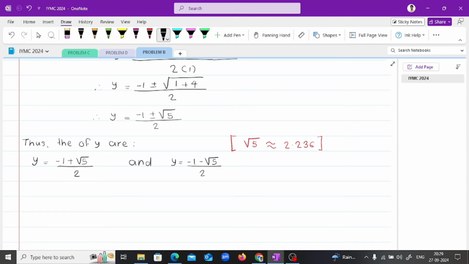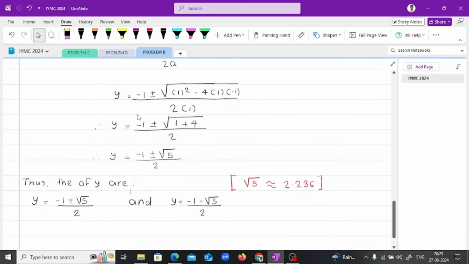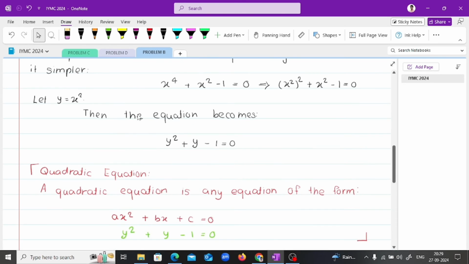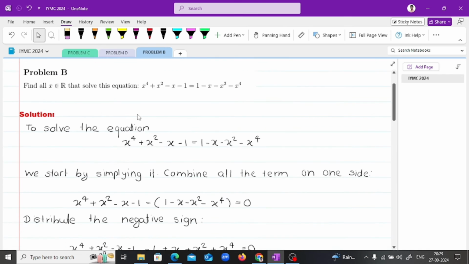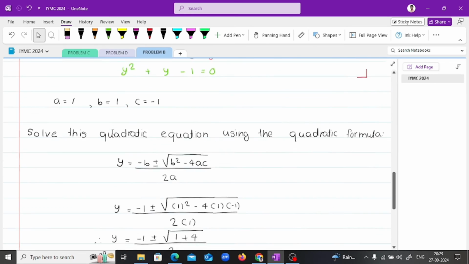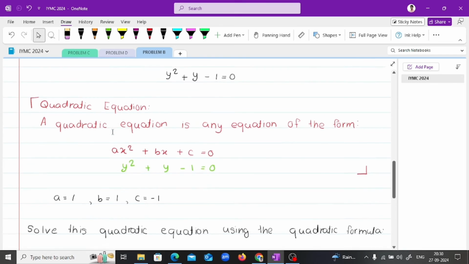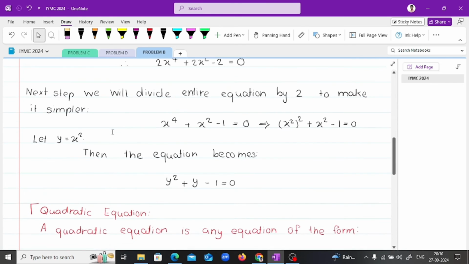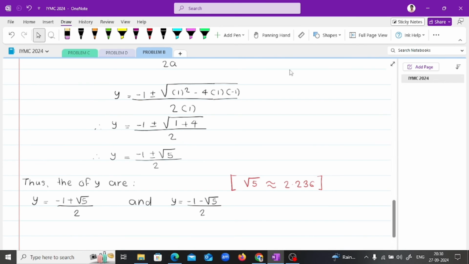5 upon 2. Okay, so after finding the value of y, our aim was actually to find the value of x. Our problem is that we need to find the value of x, but at this moment we have found the value of y, so we can approach finding the value of x by the following steps. Thus the values of y are y is equal to minus 1 plus root 5 upon 2 and y is equal to minus 1 minus root 5 upon 2.